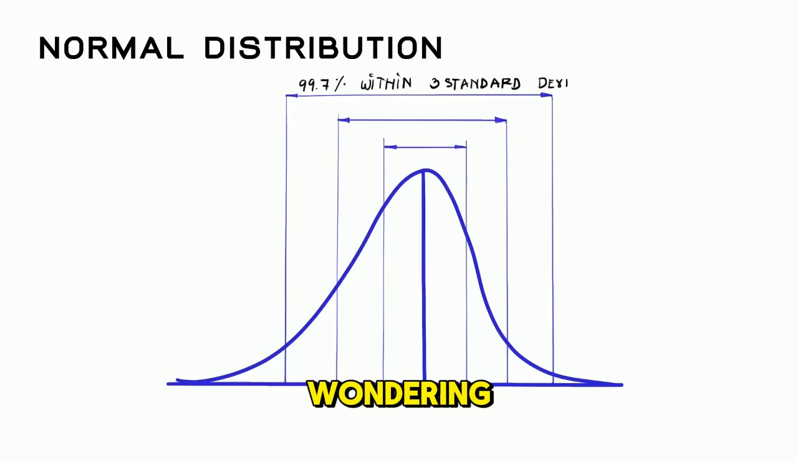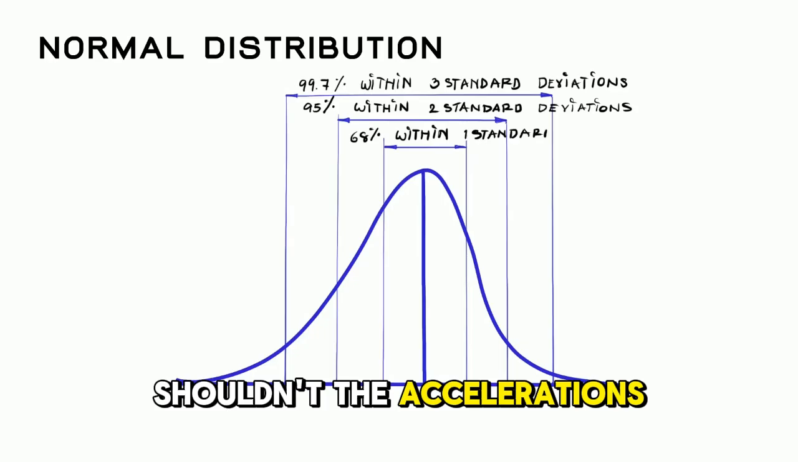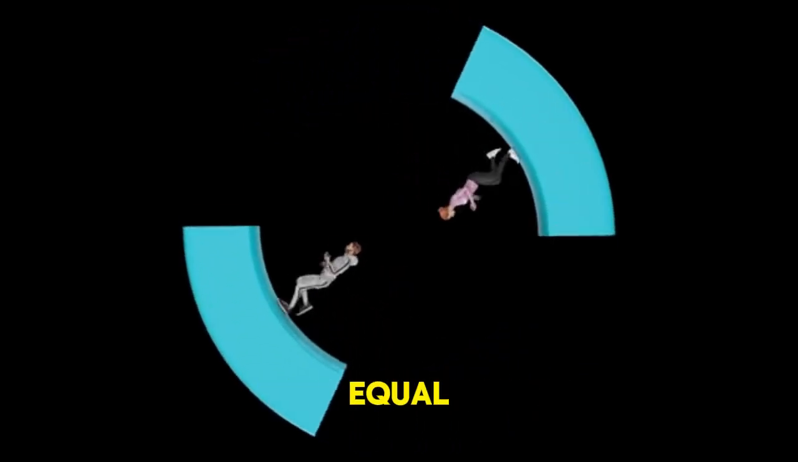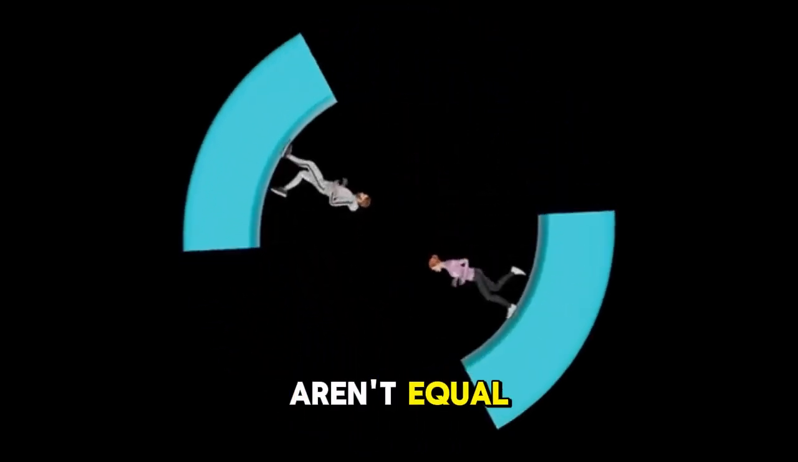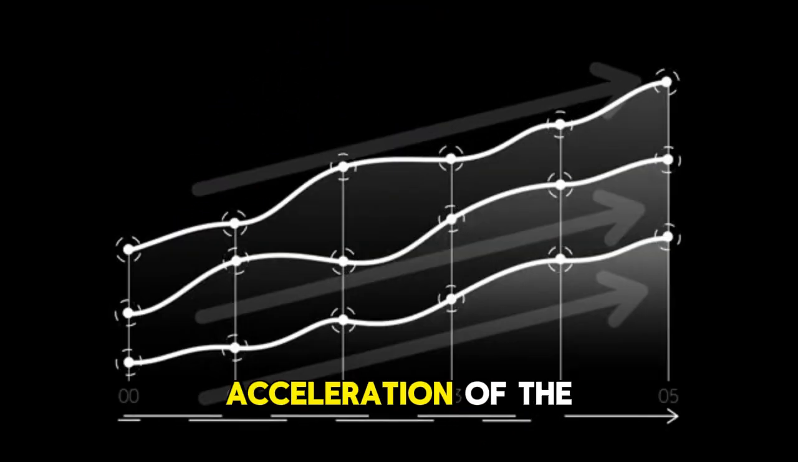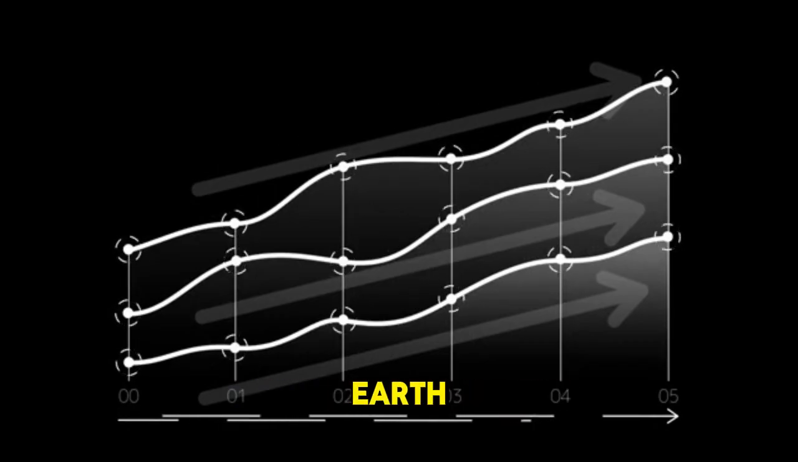You might be wondering, wait a minute, if F equals ma, and we know that the forces are equal, shouldn't the accelerations be equal as well? Well, they would be equal if the masses were equal. But the masses aren't equal, so the accelerations aren't equal. In fact, the acceleration of the rocket is much larger than the acceleration of the Earth.